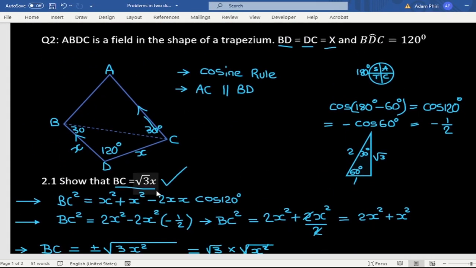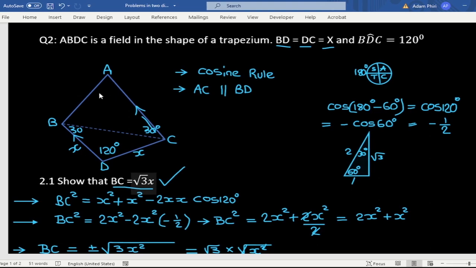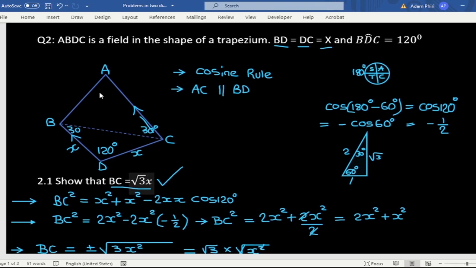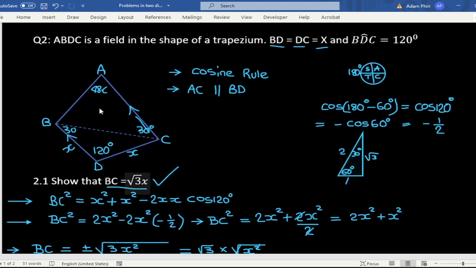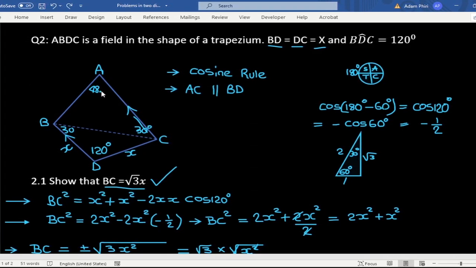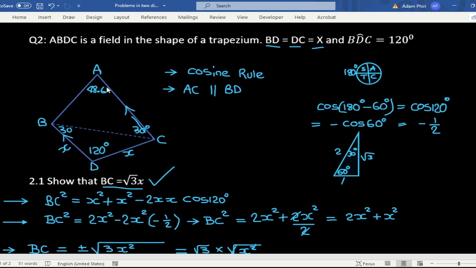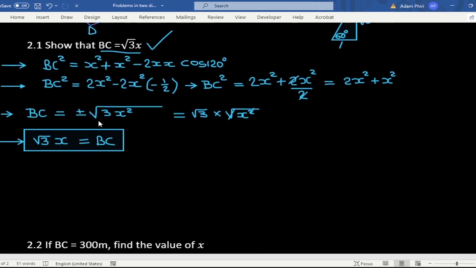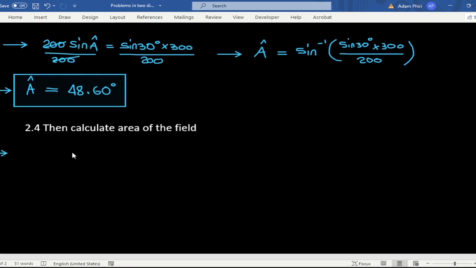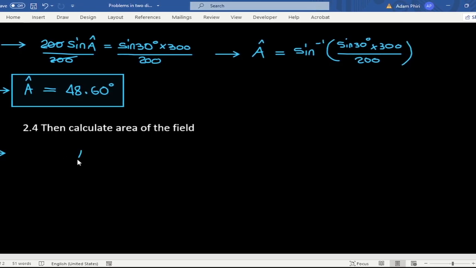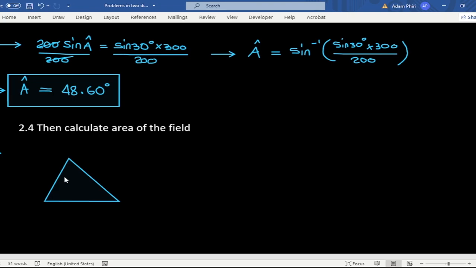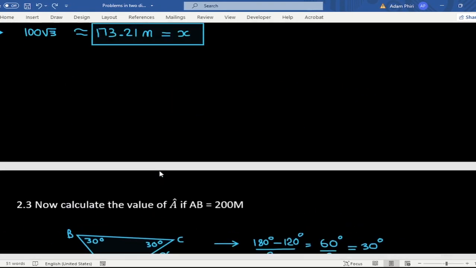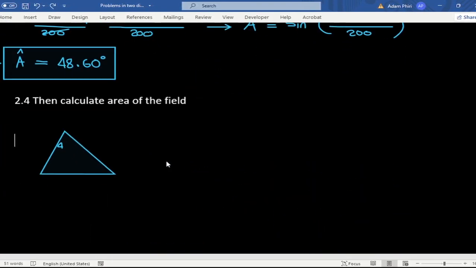Coming back to the last question, we are required to find the area. We don't have the perpendicular height to the side, so what we have to do is use the area rule. We have 48.6.